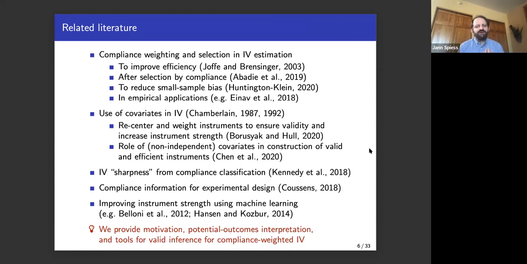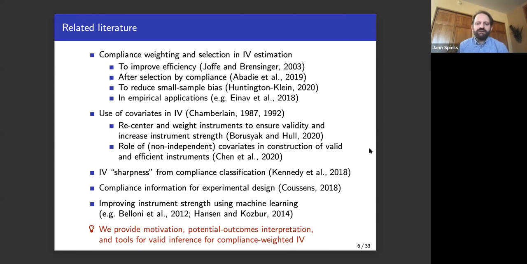And then finally, there's a very small number of empirical work. I've noted one here by Leon Einarf and co-authors that actually uses similar techniques in empirical applications. So specifically, Leon and co-authors have a paper where they select a subgroup by compliance and then run their IV analysis on that subgroup. There's also recent interest in the use of covariates in IV in order to ensure that IV is valid in the first place. So Kirill Borusyak and Peter Hull have a recent paper on showing how to recenter instruments to ensure that they are valid if exposure to the instrument is itself exogenous.